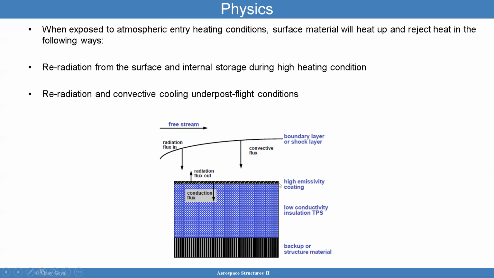You're going to have a high emissivity coating. You want to emit as much as possible so you can have radiation out. And then you're going to have a low conductivity material here, which is in blue, to help so that the heating does not go through quickly, because you want to keep the backup structure as cold or as safe as possible. If you have astronauts inside, I want to keep them safe. So I don't want this backup structure to heat up. So I need to design this material such that it doesn't heat up too quickly in the cabin area, right?